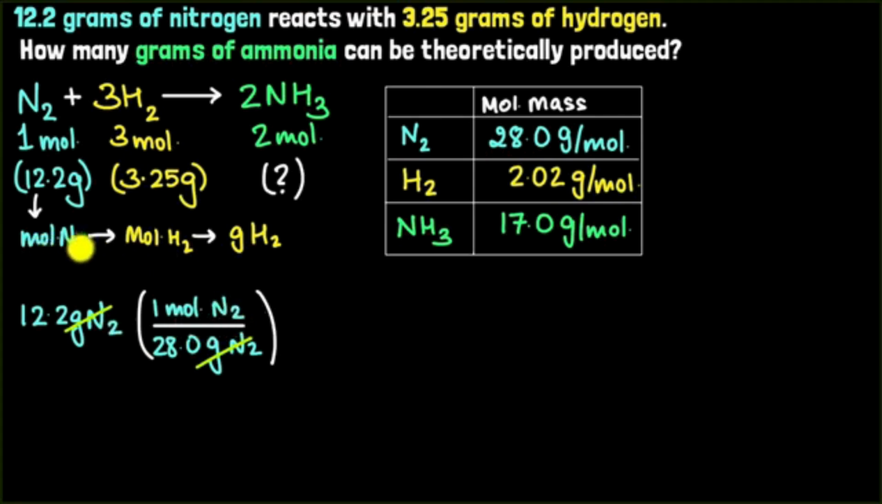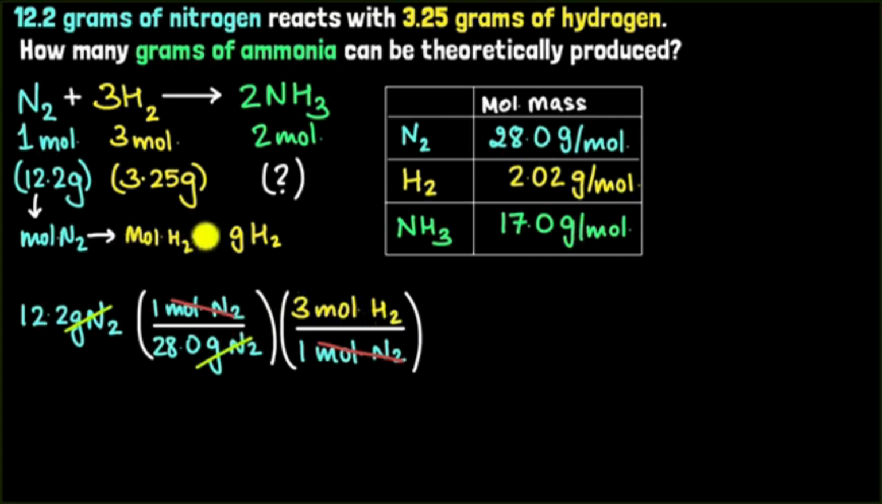I want to convert from moles of nitrogen to moles of hydrogen. To do that, I'm going to use this as my conversion factor. And since I want moles of hydrogen on the numerator, I'll write this as 3 moles of hydrogen per 1 mole of nitrogen. So that way the moles of nitrogen cancels out, and now I have moles of hydrogen.